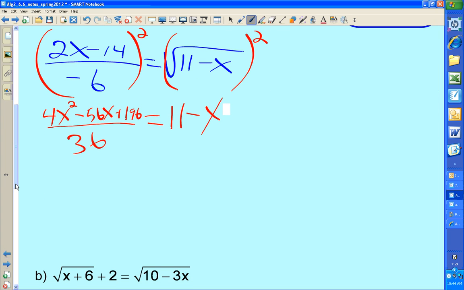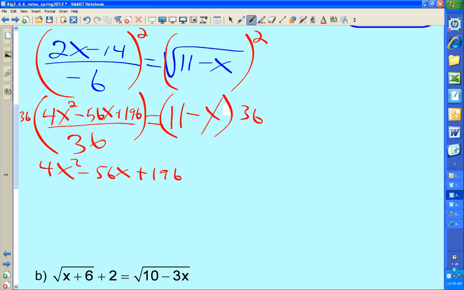Now that 36 is sitting there on the bottom, what do I do with it? Multiply the 11 minus x. Actually, you want to multiply both sides by the 36. And these are going to cancel, leaving me with 4x squared minus 56x plus 196 is equal to 396 minus 36x.